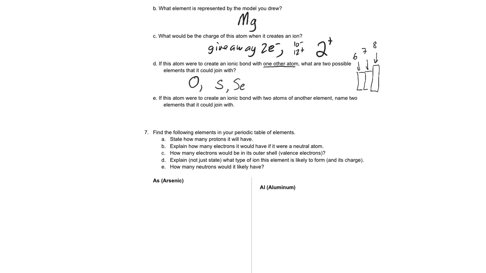All right, moving on. Letter E: if this atom were to create an ionic bond with 2 atoms of another element, name 2 elements it could join with. Again, it wants to give away 2 electrons. So if I'm going to combine with 2 atoms, then each of those atoms needs to accept 1 electron. That way, one will accept one, the other will accept the other, so I still give away 2 electrons. Remember, the 7th column are the ones with 7 valence electrons, so they will accept 1. They're going to try to steal 1.